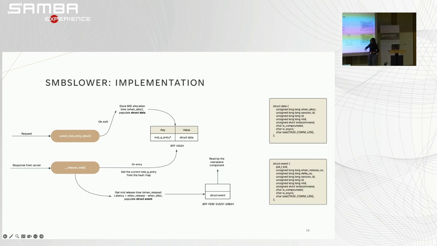After everything has been done, we receive the response back from the server. Now the mid is being deallocated, released. Once you enter this release mid function, you still have access to this pointer. You use that pointer to query the BPF hash map and get this structured data, which already has the allocation time of the mid. Since you are releasing the mid, you have the deallocation time as well. You subtract the two, and that's how you get the latency. Then you push everything into a BPF event array, which is read by the user space component.